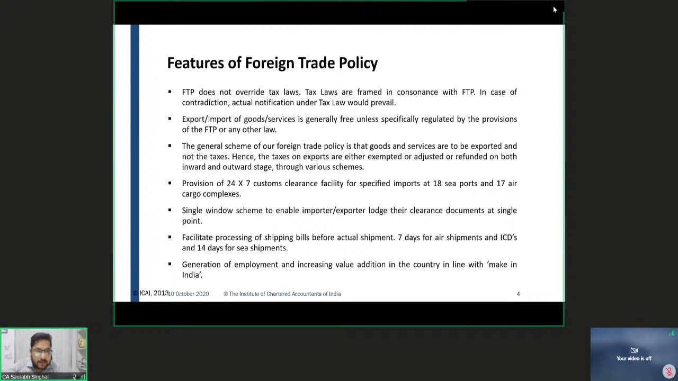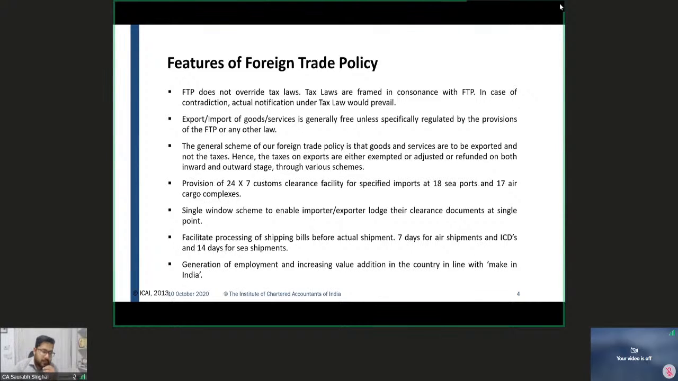One of the features of our foreign trade policy is that export and import of goods and services should be generally free. Why? Because we are moving towards a regime where the world is a global village. And therefore, there should be free movement of goods and services amongst nations. So that is the basic premise of our policy, although it is obviously subject to certain exceptions.